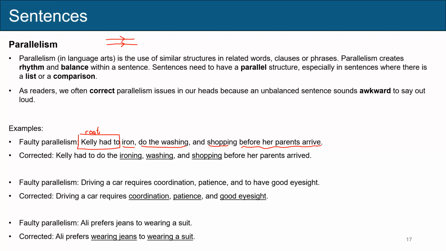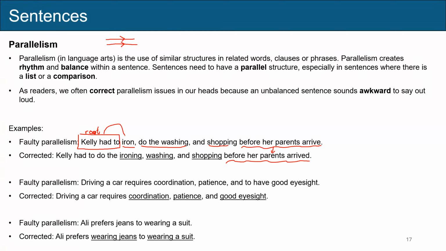Before her parents arrived is just some additional information. You'll notice that this is a prepositional phrase indicating time. So this is a dependent clause that depends on the rest of the information. But you'll notice that doesn't change when it's corrected. So this part here, we're not as worried about. What we are concerned about is making sure that this root of the sentence can connect to everything that is in the list. So I do this by saying it out loud.